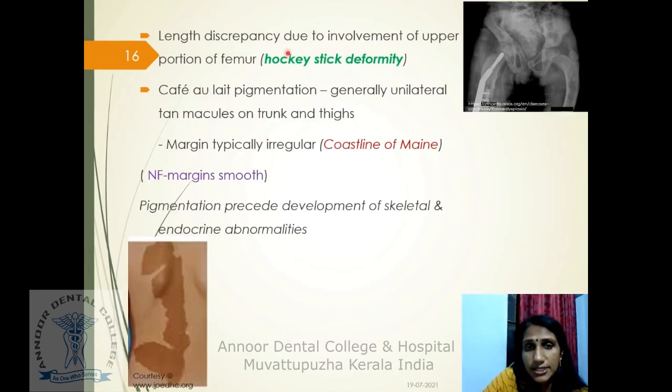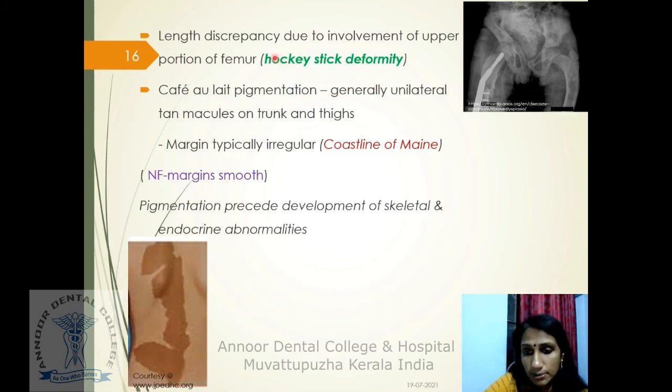Length discrepancy can lead to involvement of the upper portion of the femur. This we had discussed along with the shepherd's crook. So it will bend and give you a hockey stick deformity or a shepherd's crook like appearance. So other than the bone being affected, within the bone you can have fracture, swelling, pain, length discrepancy, and it can bend and form your shepherd's crook appearance or hockey stick appearance.